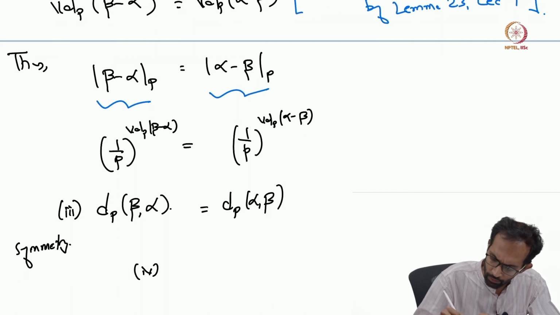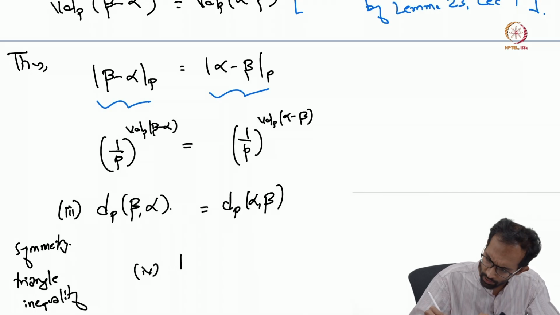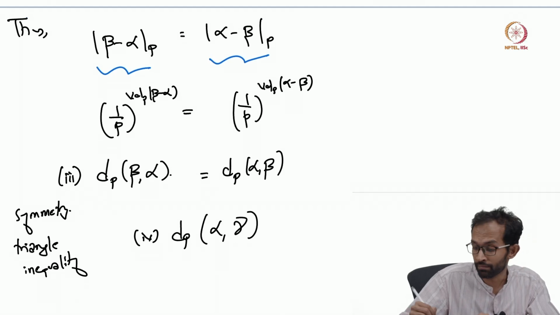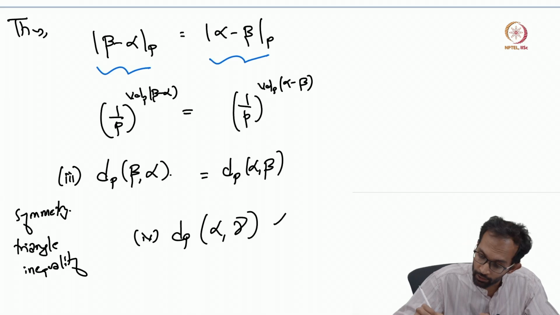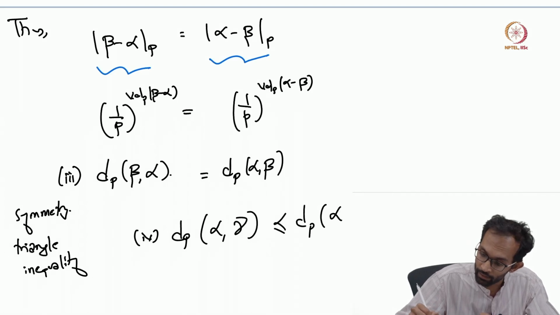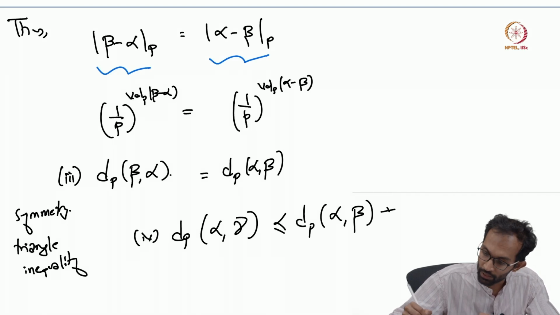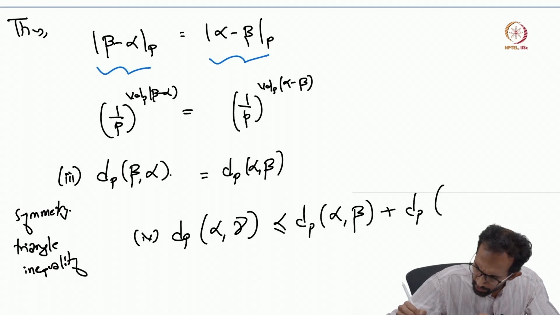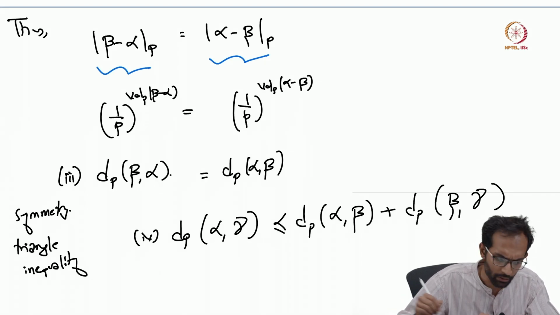And property 4, which was this property of triangle inequality, which is also something that we just saw. So if you have distance between alpha and say a third point gamma, you want that to be less than or equal to the distance between alpha comma beta plus the distance between beta and gamma.